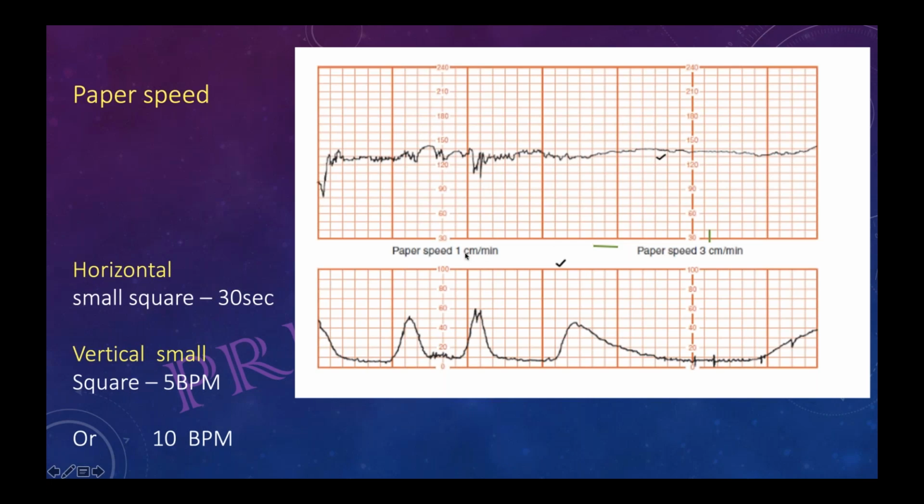Fine, is it clear now? I think it should be clear. Yes, ma'am, clear. The horizontal square is for 30 seconds. This much is 30 seconds. Okay, thank you, doctor.